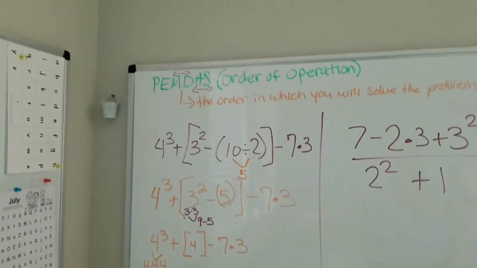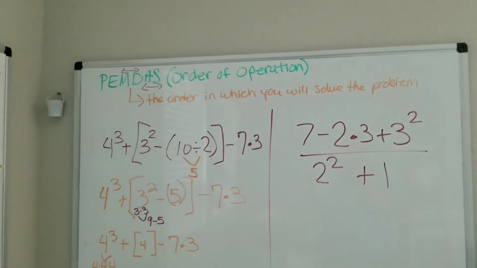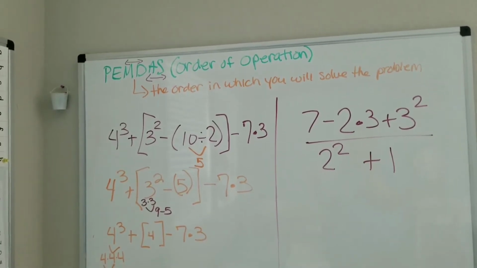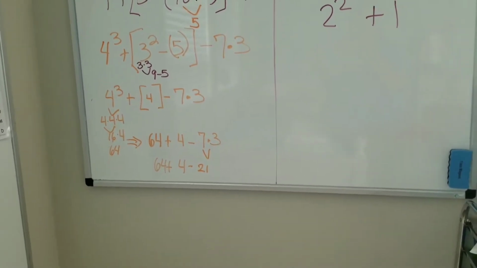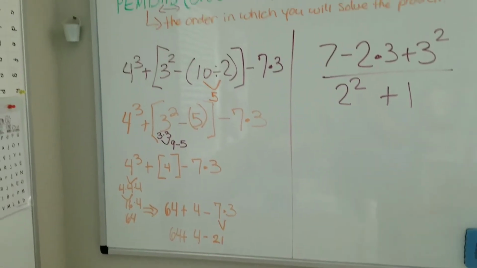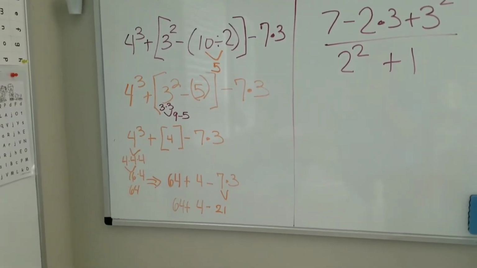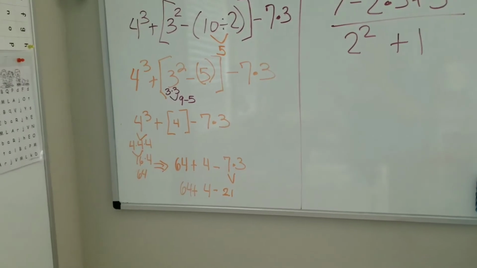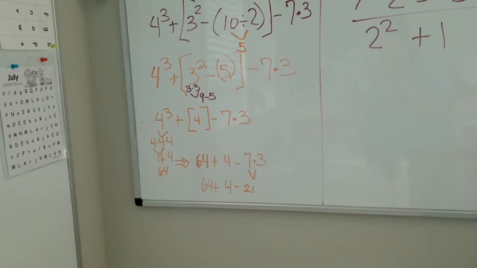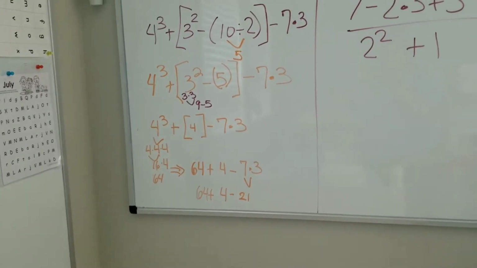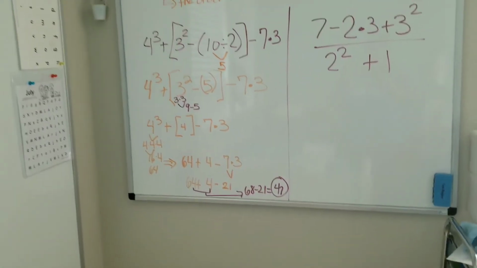So now if you go back to PEMDAS, remember our order of operations, the order in which you will solve the problem, we have addition and subtraction. How do we solve addition and subtraction in a problem like this? We go from, look at the arrows, left, excellent, left to right. So let's do that. 64 plus 4 is 68, and 68 minus 21 is, very good, 47. And that's how we solved it.